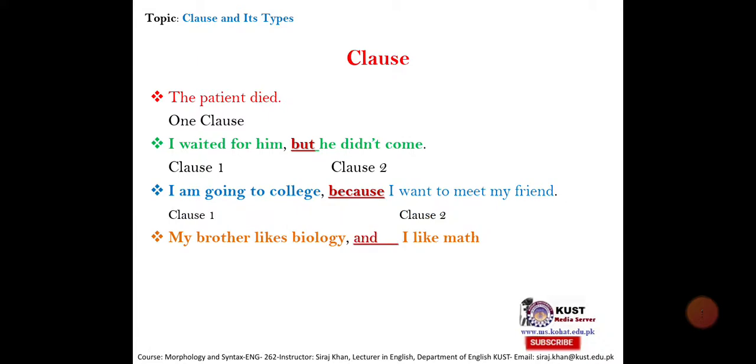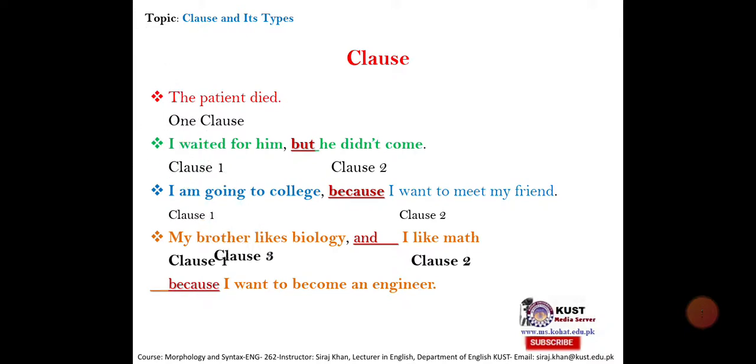My brother likes biology and I like math. My brother likes biology, clause 1, and I like math, clause 2. We have got another clause, because I want to become an engineer. So here we got three clauses. The first two clauses are connected with a coordinating conjunction. In the last one, we are having a subordinating conjunction. So here, two are independent clauses and one is a dependent clause. Clause 3 is the dependent clause.